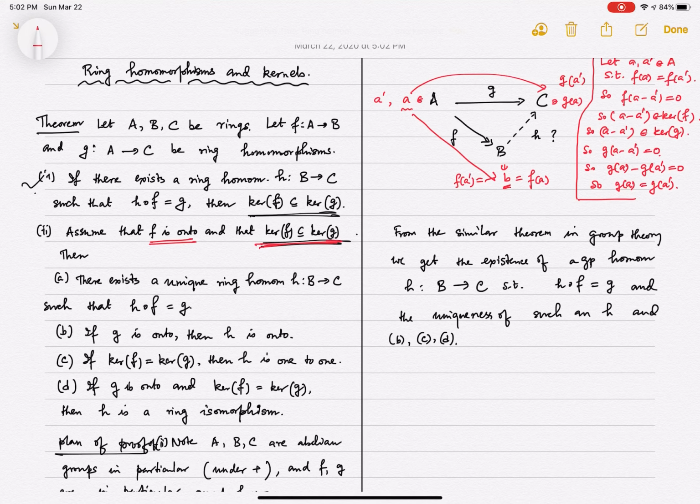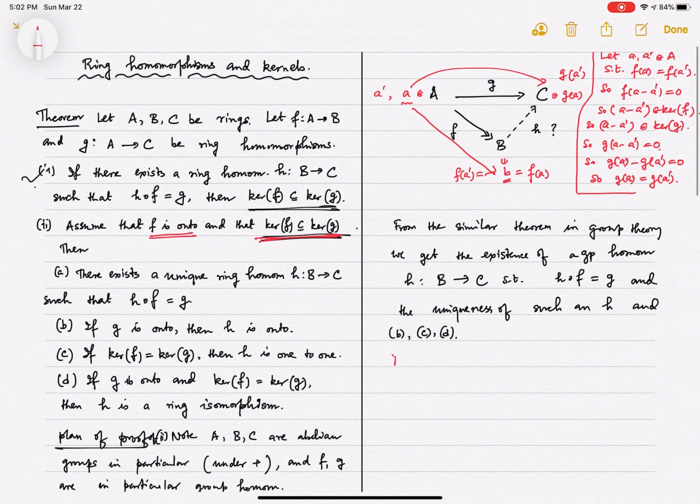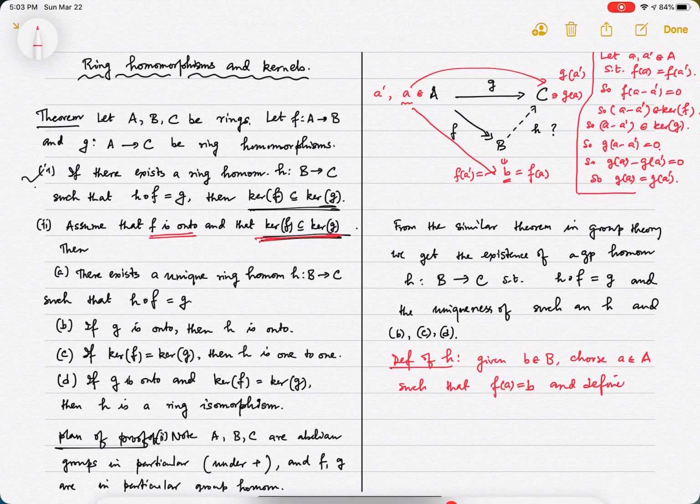So now we can define, let's say, the definition of H down here. Given b in B, choose a in A such that F of a is b, and define H of little b to be G of this a. Why can I choose such a little a? Because F is onto. Is this unique? No. But if you choose different a's, it does not matter. You'll still get the same G of a. That's what we verified up here. So this is well defined.